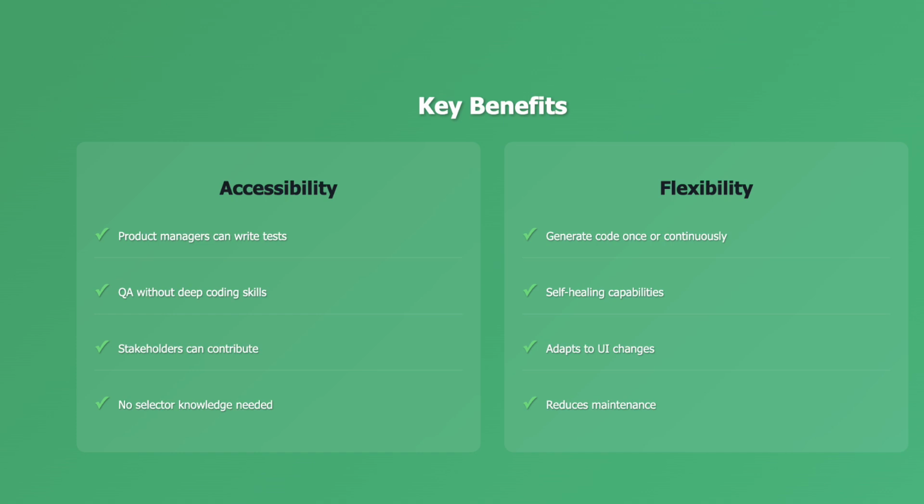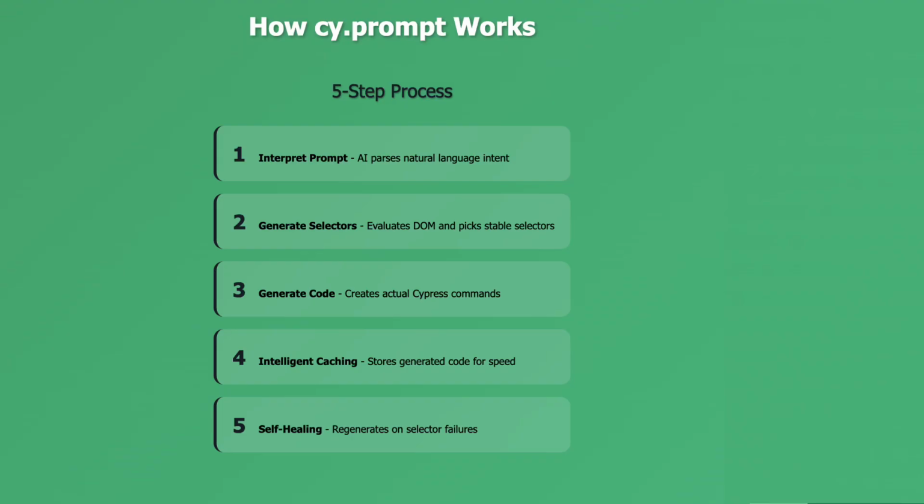Now that you know what is cy.prompt, let's understand the steps which happen in the background. When you use cy.prompt and it converts your simple English test into a Cypress test, there are 5 steps which happen in the backend. So let's understand them step by step. So here is a 5-step process.